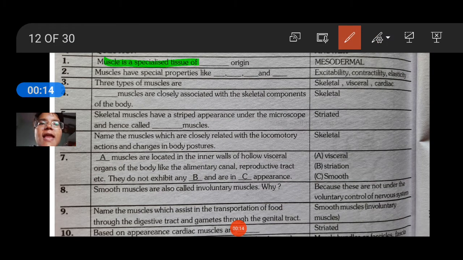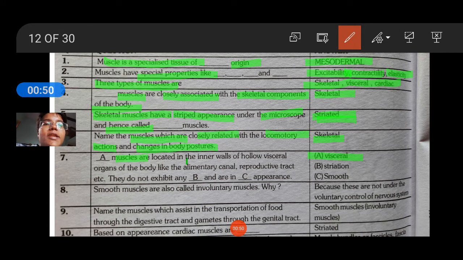Muscle is a specialized tissue of mesodermal origin. Muscles have special properties like excitability, contractibility and elasticity. Three types of muscles are skeletal, visceral and cardiac. Skeletal muscles are loosely associated with skeletal components of the body. Skeletal muscles have a striped appearance under the microscope and hence are called striated. Name the muscle which is closely related with the locomotory actions and changes in body posture. It's skeletal muscles.